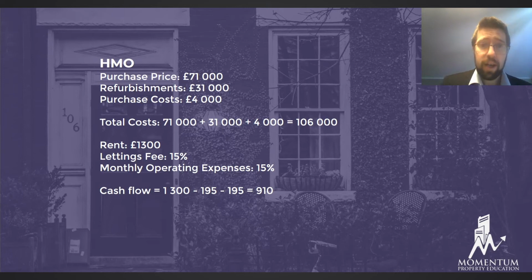That's our rent in, minus our letting fee of £195. So 15% of 1,300 is £195. Our monthly operating expenses, also 15%, so also £195. Again, we had a mortgage, so that would be subtracted as well, but we're not calculating with that now. So pre-mortgage, our rent is £910 per month.